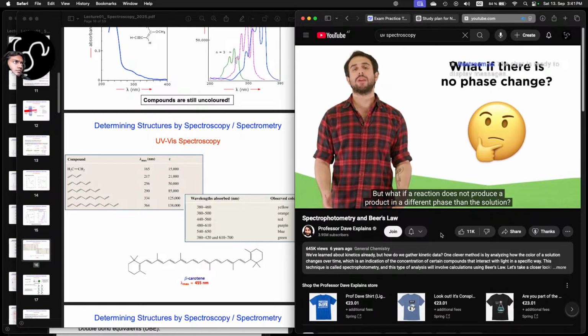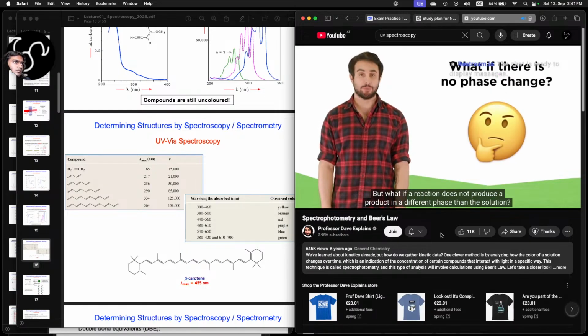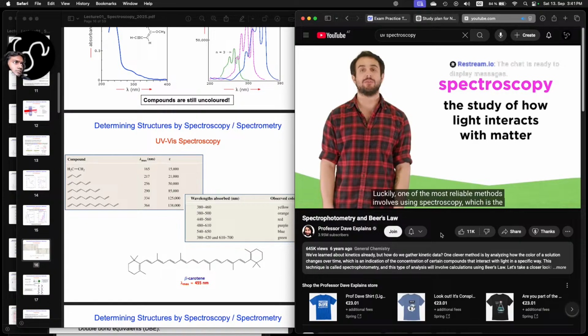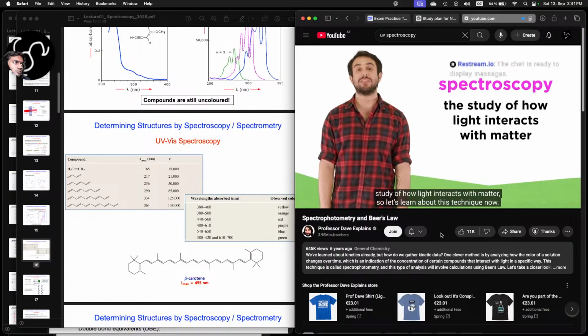But what if a reaction does not produce a product in a different phase than the solution? Luckily, one of the most reliable methods involves using spectroscopy, which is the study of how light interacts with matter. So let's learn about this technique now.